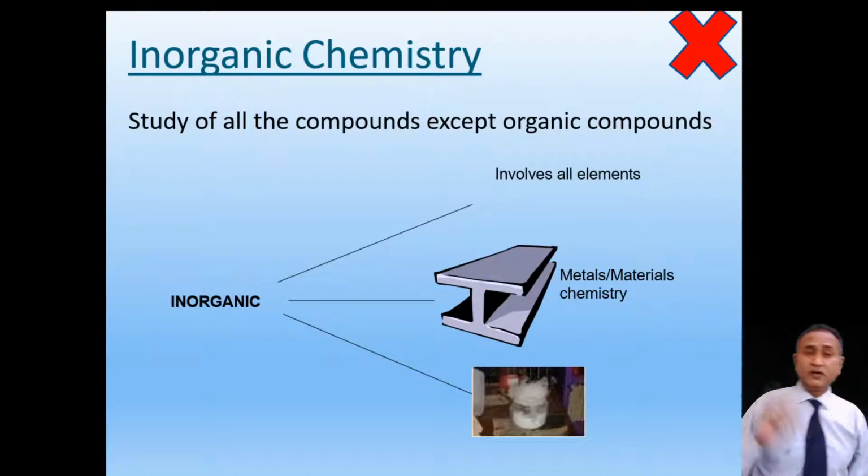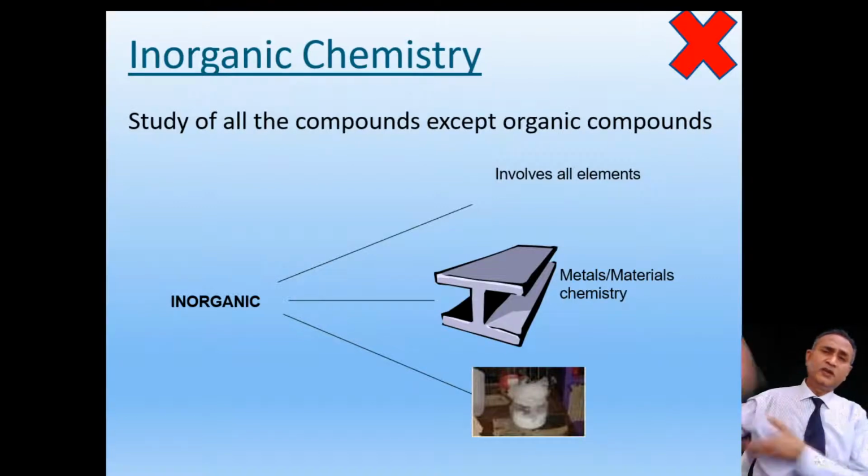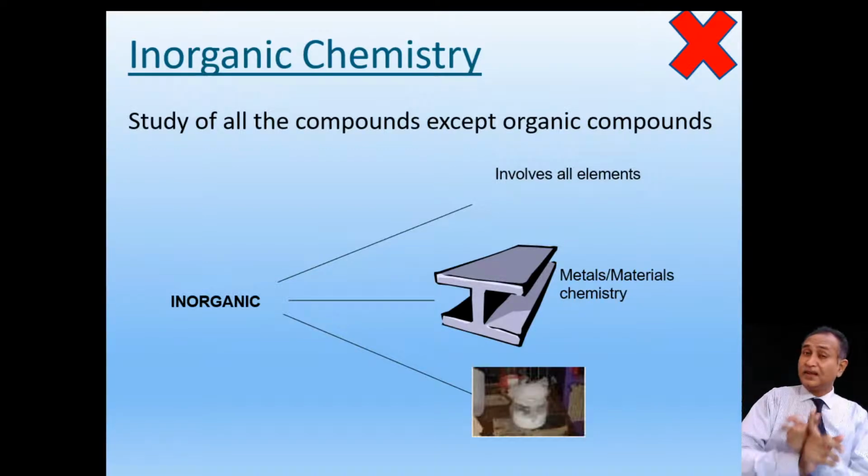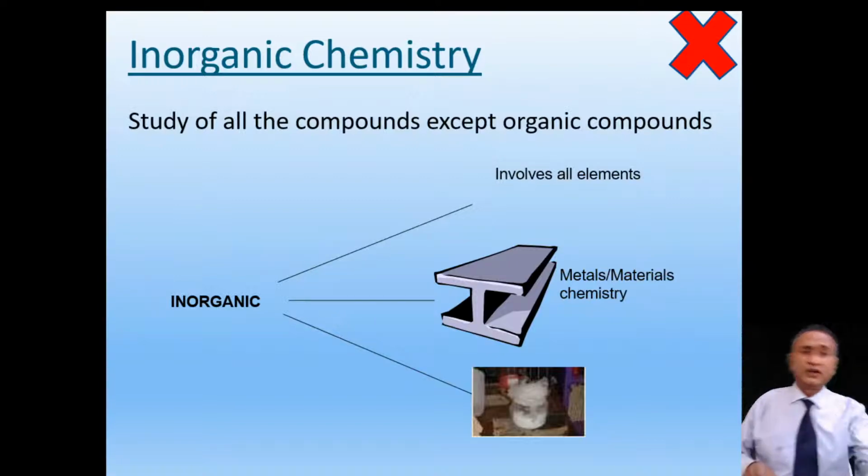What is inorganic chemistry? If the study of carbon and hydrocarbon compounds is called organic chemistry, then all the rest of the compounds, 66 million minus 9, how many? 57, correct. 57 million. The study of 57 million compounds is called inorganic chemistry.